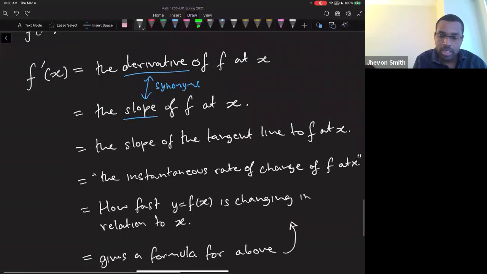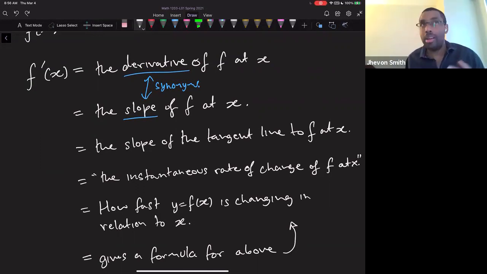So these interpretations are important. Whenever you want to find something similar to one of these, that's how you know you'd use the derivative. If a question mentions a tangent line, you automatically know that the derivative is going to be involved, because the derivative is the slope of the tangent line. Or if it asks how fast something is changing at this instant, you know you're going to need the derivative, because this is one of the interpretations, okay?